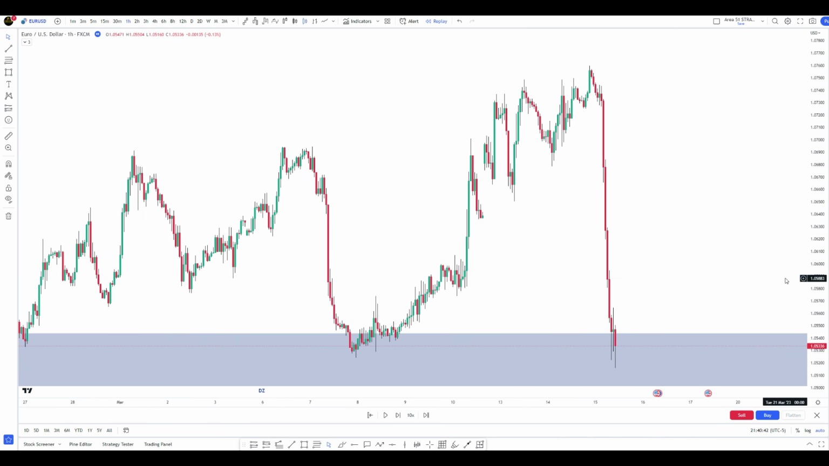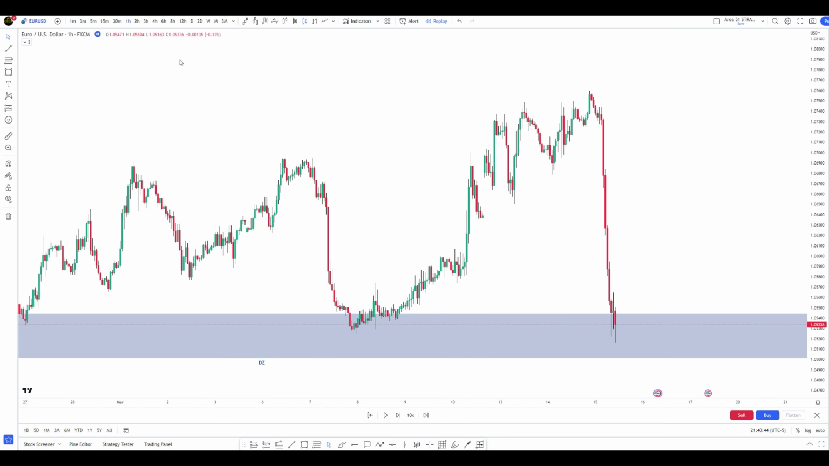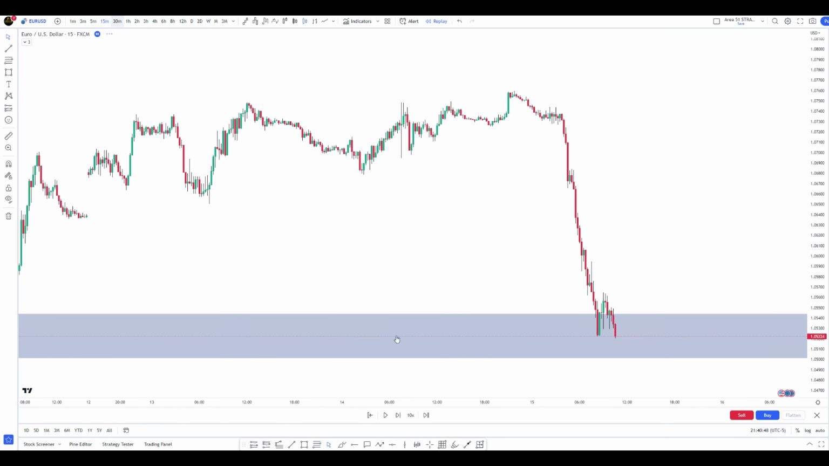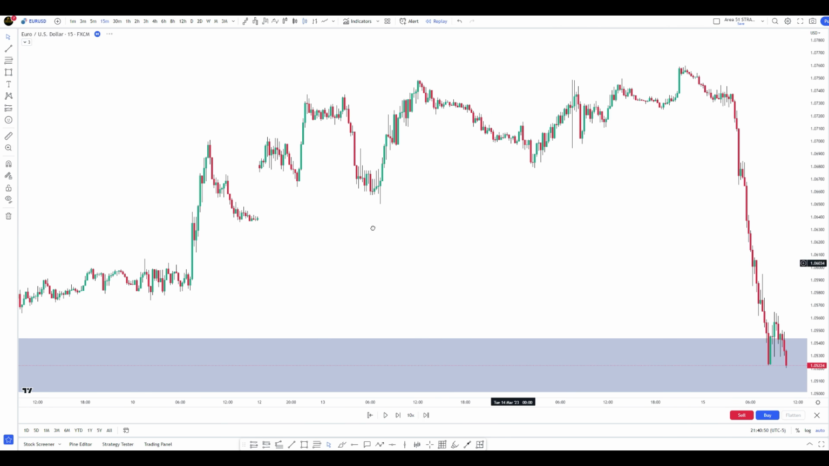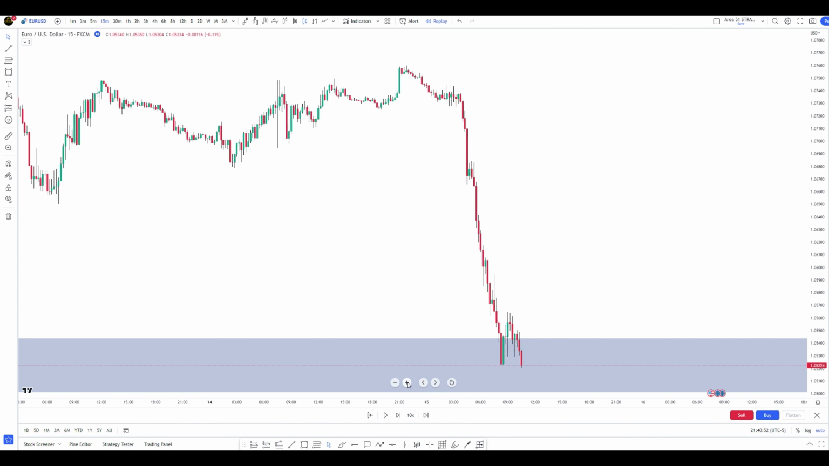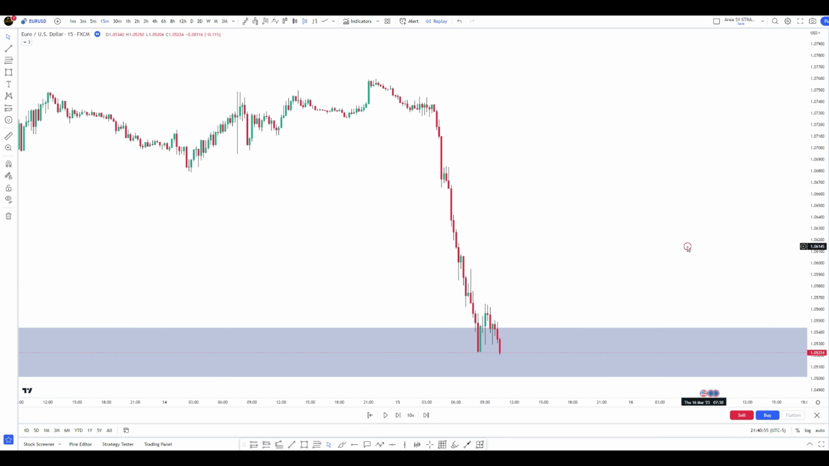So now that we refined our zone and made it as small as we can, now we're going to go all the way down to the 15-minute time frame. All right, we see that the price is already tapping on our demand zone on the 15-minute time frame.